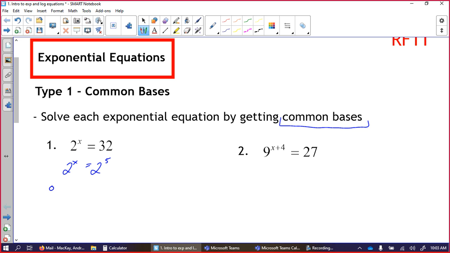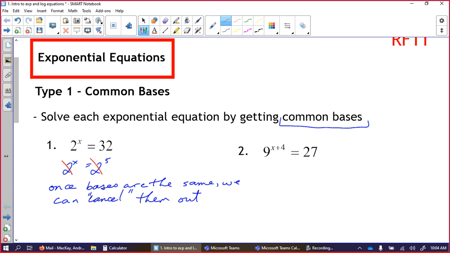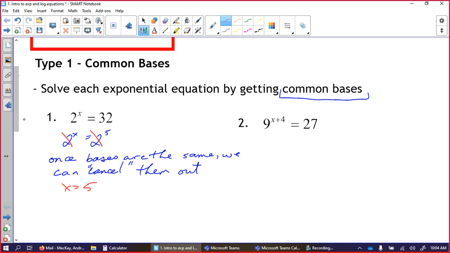Once the bases are the same, effectively it's not really canceling. Technically what you're doing is logging them and dividing. But 2 to the x equals 2 to the 5. I can cancel those, and therefore x equals 5. And that's easy to see.